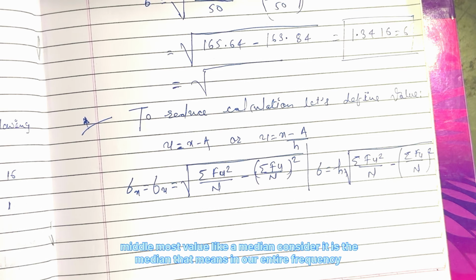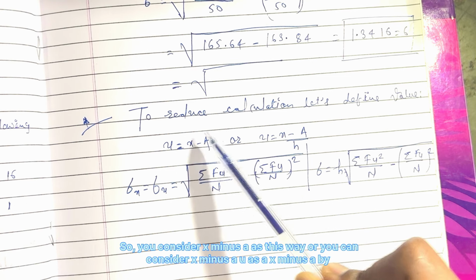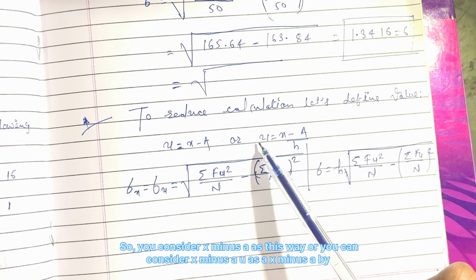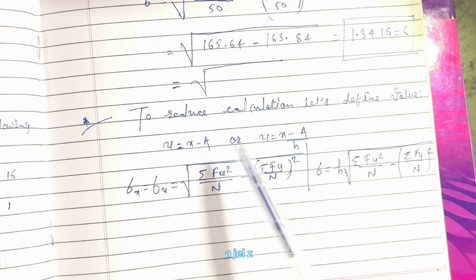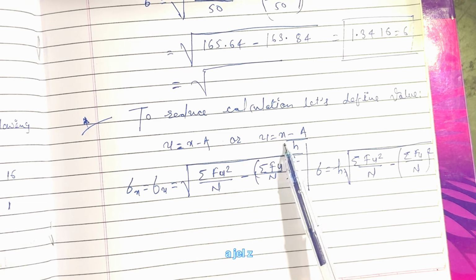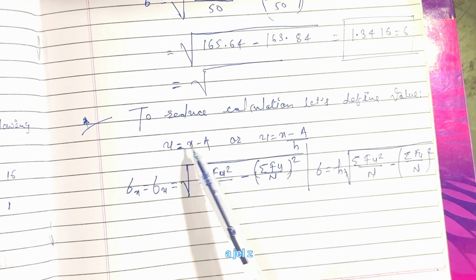That means in our entire frequency table, in our entire xi table, we have to find the middlemost value. That one is a. So you can consider u as x minus a, or you can consider u as x minus a by h also. You can consider any one of them. Using the example, we have to decide which one is applicable, so while solving the example, I'm going to explain which one we have to apply.